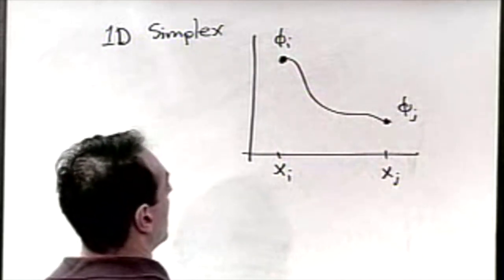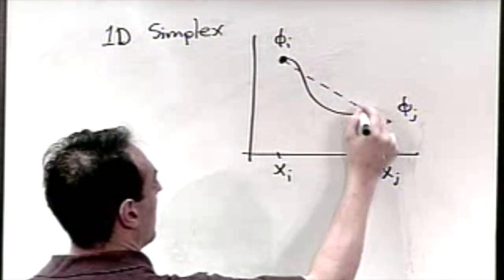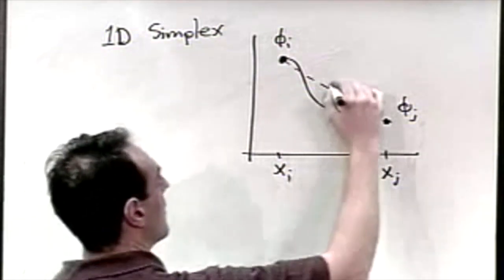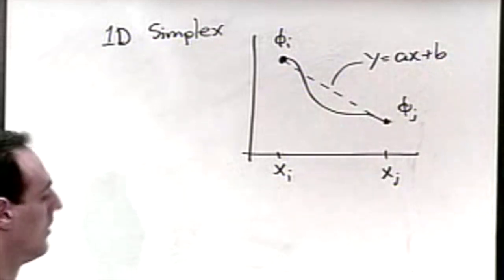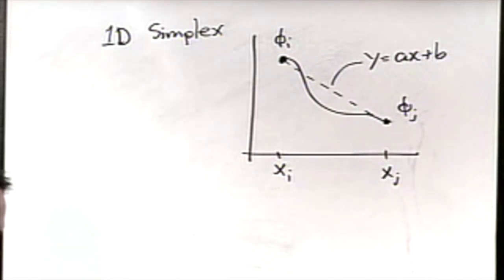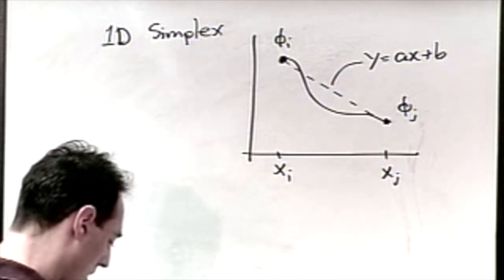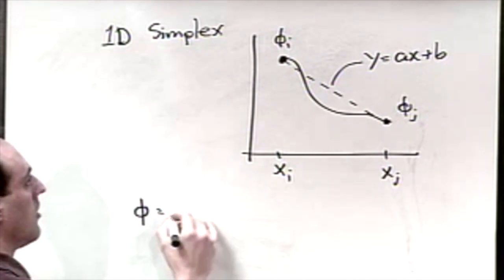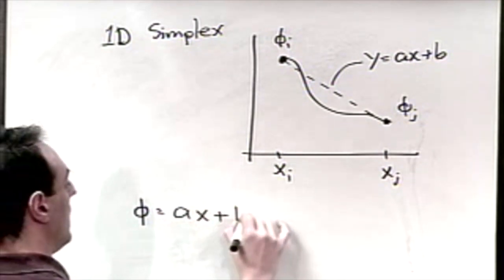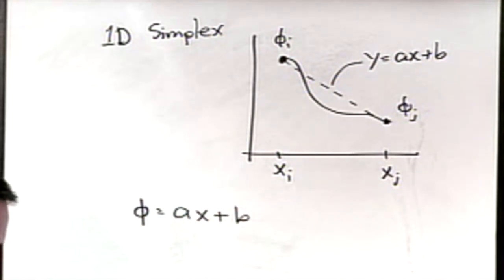Suppose this is what my solution does. And what you're going to do is approximate it with a line like this. So what we want to do is start creating the simplex method, and we'll say, okay, what is the equation of that line? Well, my approximation is going to be ax plus b. Well, how do I determine a and b?